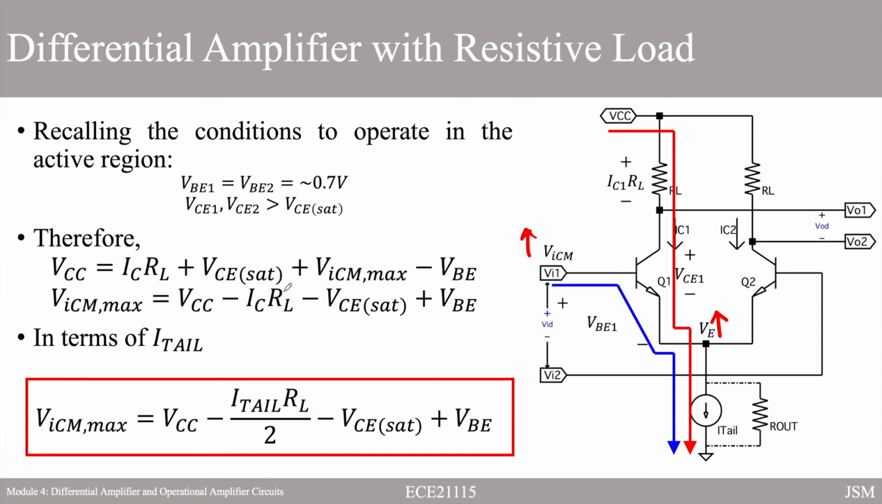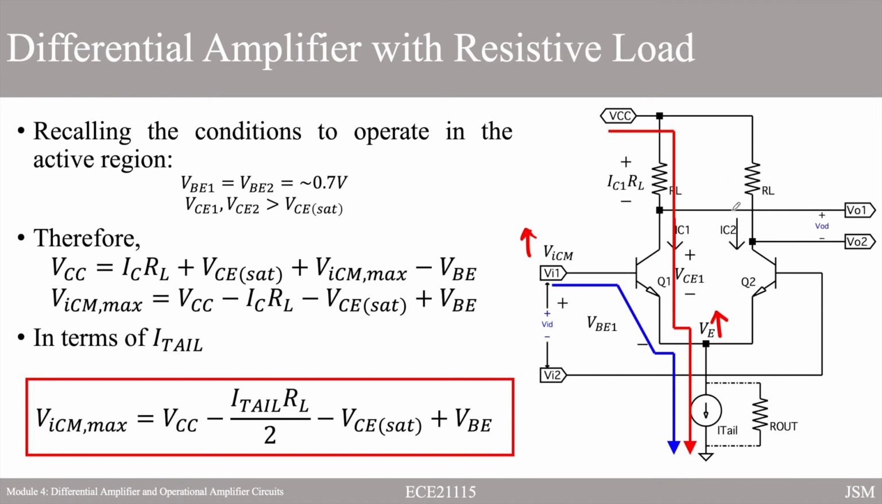So, therefore, the maximum input common mode voltage is VCC minus IC RL minus VCE sat plus VBE. And if we want to represent this in terms of I tail, not IC, we just make IC equal to I tail over 2. So Vicm max is equal to VCC minus I tail times RL all over 2, minus VCE sat plus VBE. So this is our maximum input common mode voltage. As long as the DC biasing voltage connected to our inputs is less than Vicm max, our current here will be I tail over 2.